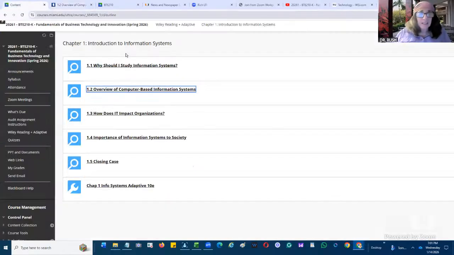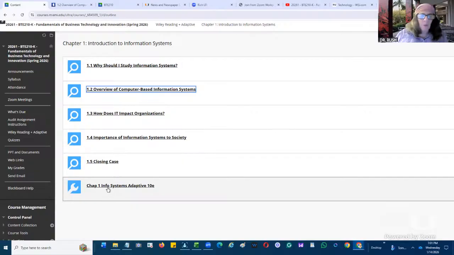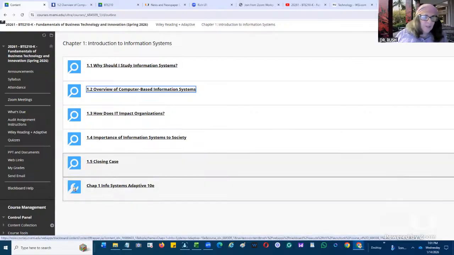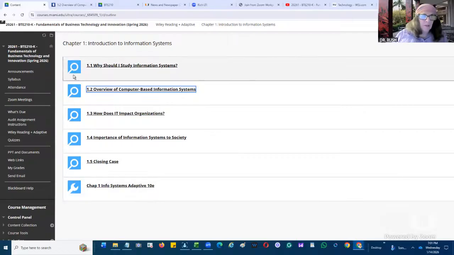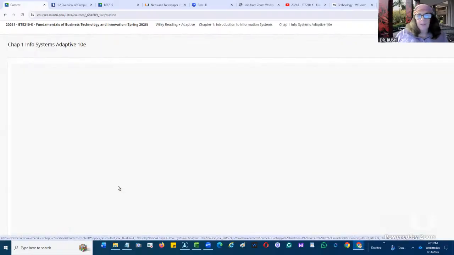What is key here, what people were confused about, is that at the very end, you see chapter 1, information systems adaptive. You see this wrench here, like little symbols for searching. Here is a symbol of a wrench. I have to take this quiz to get credit for the adaptive part. Once I know this information, then I take the adaptive.